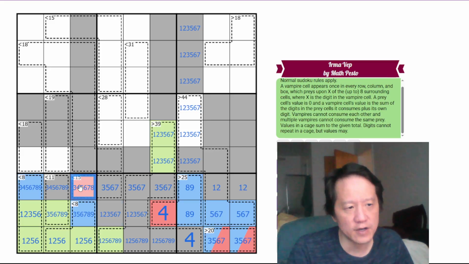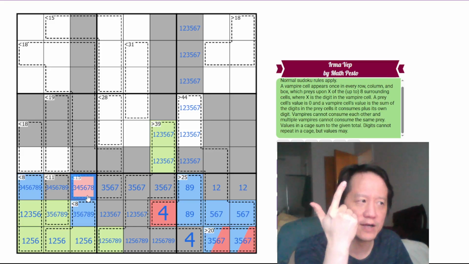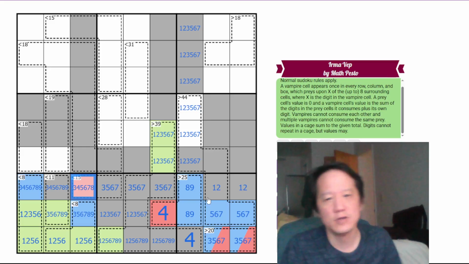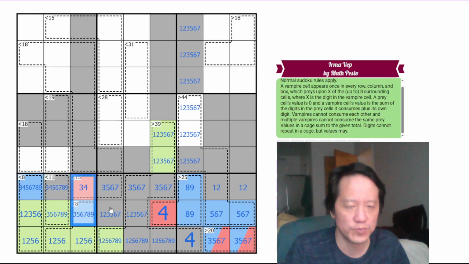Can it be 5 that it preys upon? It could be 1, 3, and then 1, 2, 3. And that's the minimum for 5 that it preys. So 1, 2, 3 adds up to 6. 5 with that adds up to 11. And then 1, 3 adds up. So no. This is specifically 3 or 4 then that it preys upon.